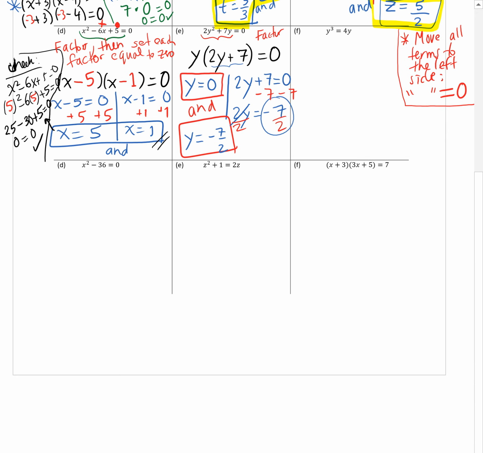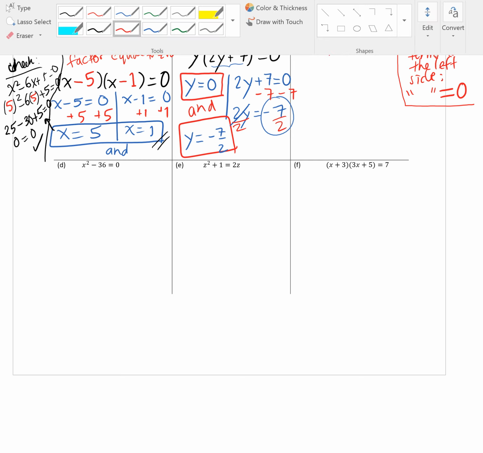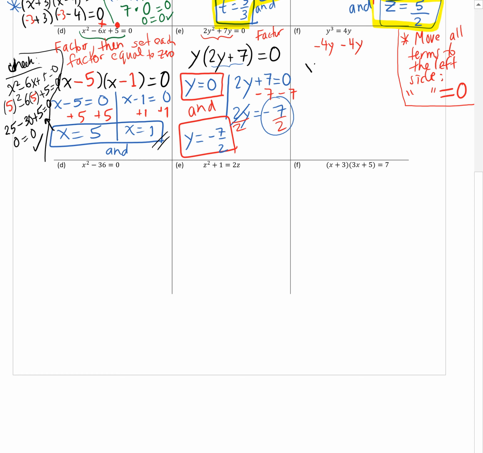And this is the first one where we haven't seen that, so I'm going to have to move this 4y over to the left side, by subtracting it, of course, since it's positive. That would give me, and I want to make sure I write these in descending order of powers, the y to the third power has the highest power, and then the 4y has the next highest power.